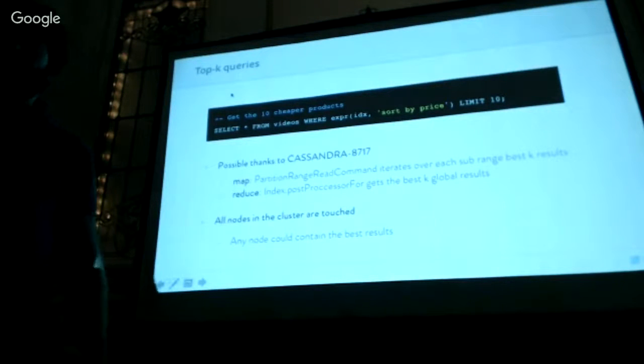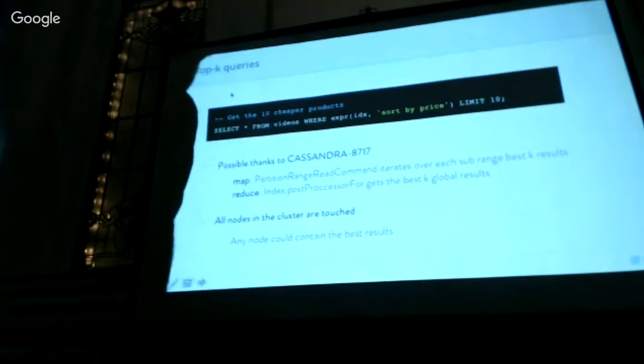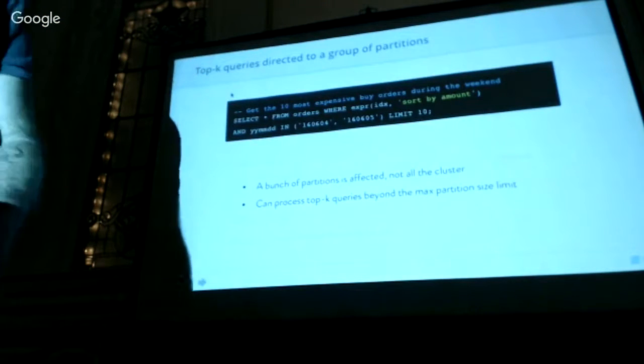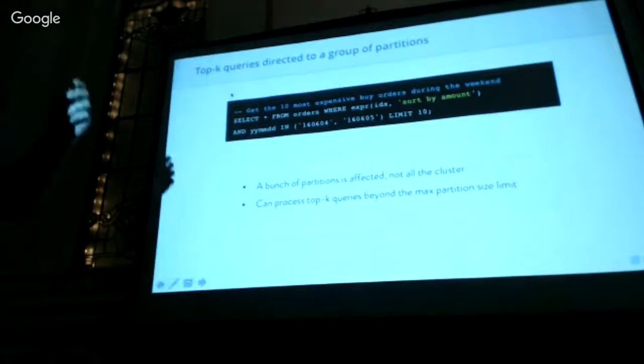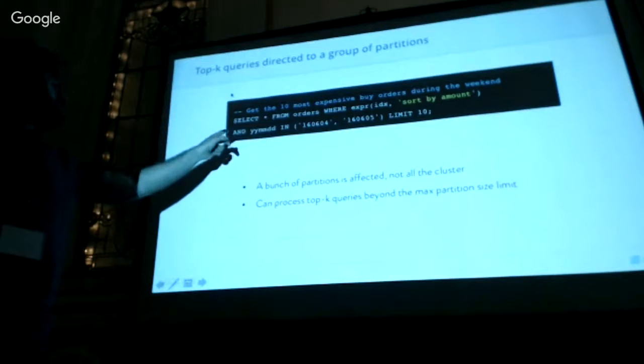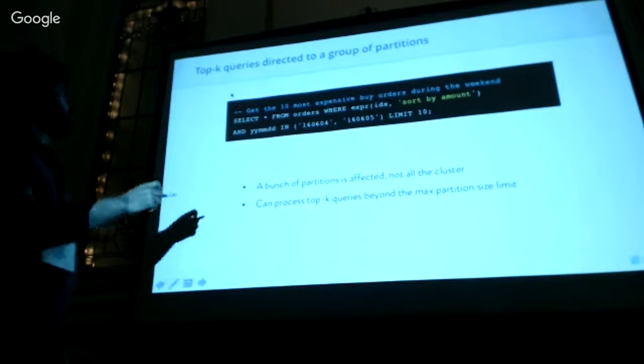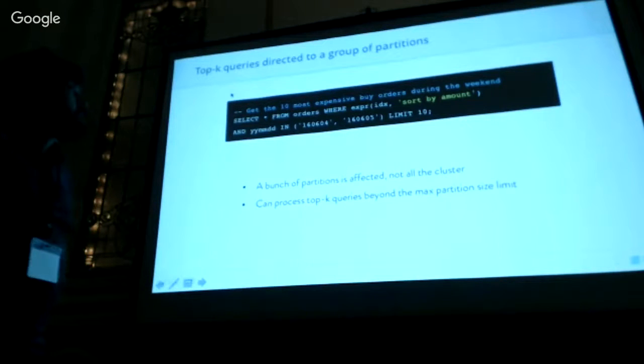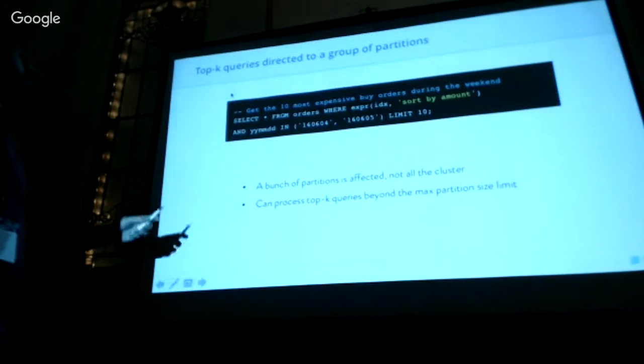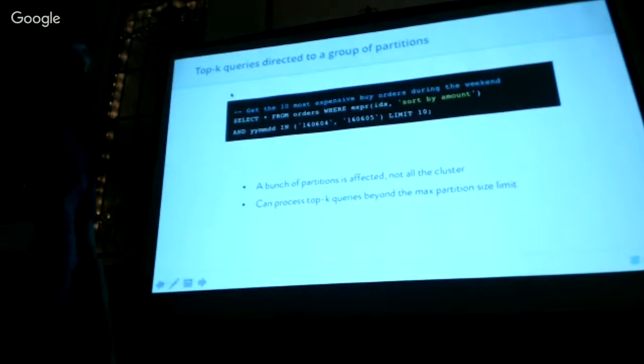The drawback of this is that all the nodes are involved. We can avoid this if we direct the query to a limited group of partitions. For example, in this table, we have stored purchase orders where the primary key is the date. And we are returning the results sorted by amount to retrieve the 10 most significant orders. And in this case, we are only touching 2 partitions.